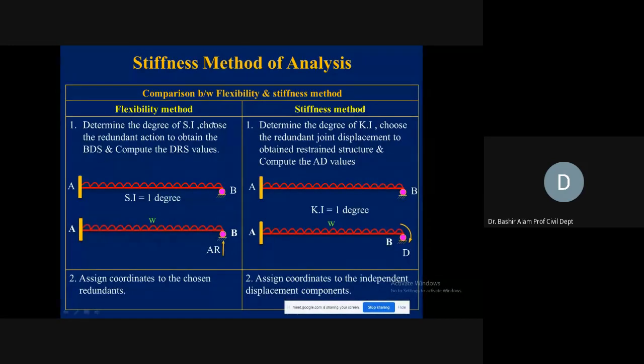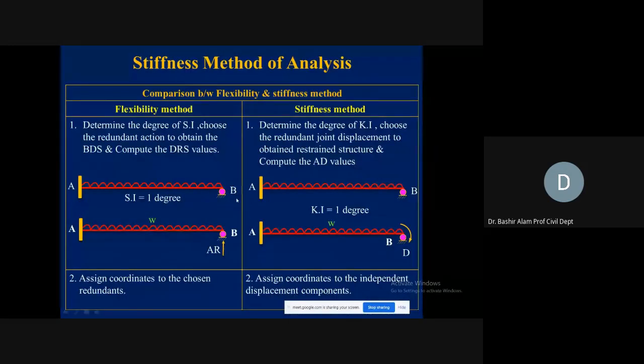Basic determinant structure. Choose the redundant actions to obtain the basic determinant structure. यहाँ पे हम क्या करते हैं? Choose the redundant giant displacement. यहाँ पे redundant actions का था, यहाँ पे giant displacement to obtain the restraint structure. यहाँ पे basic determinant या release structure था, यहाँ पे हम क्या करते हैं? Restraint structure. And compute the DRS values. यहाँ पे हम DRS values हम करते थे, यहाँ पे हम क्या करेंगे? We will be computing the AD values.